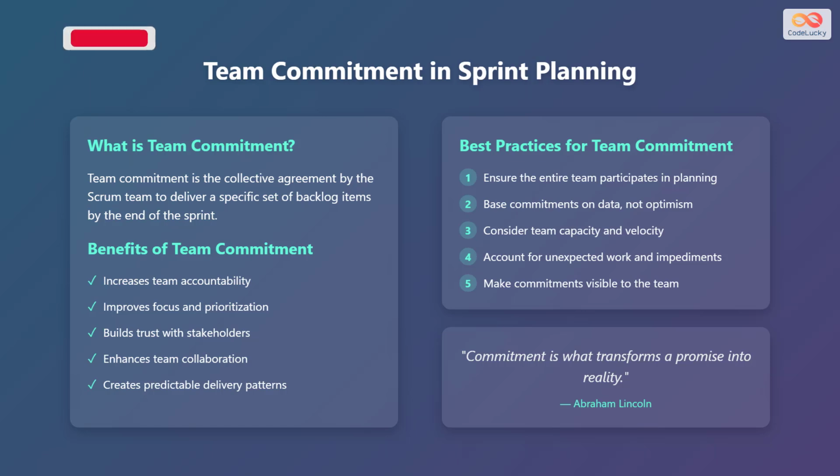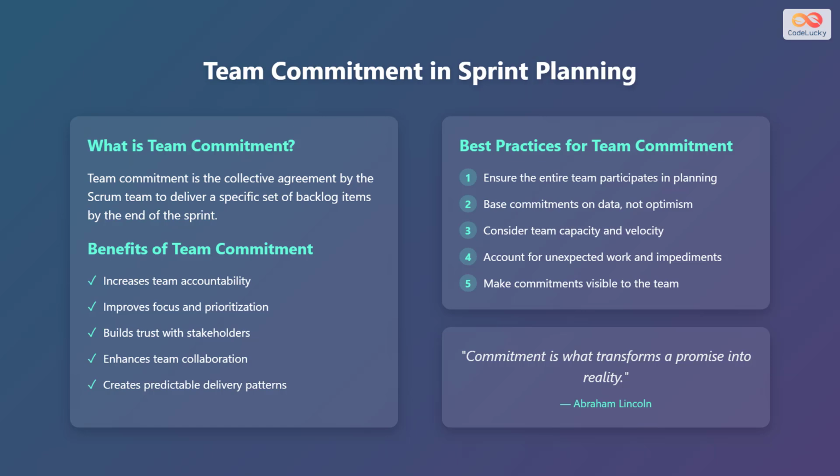Now let's explore team commitment in sprint planning. Team commitment is the collective agreement by the Scrum team to deliver a specific set of backlog items by the end of the sprint. Here are some benefits of team commitment: increases team accountability, improves focus and prioritization, builds trust with stakeholders, enhances team collaboration, and creates predictable delivery patterns.